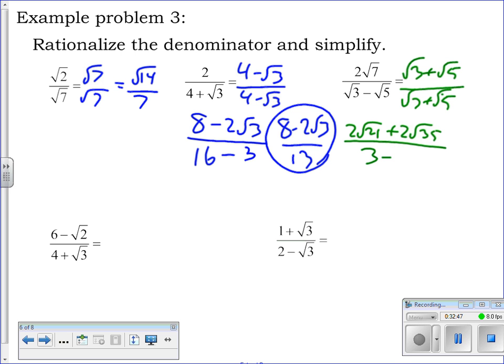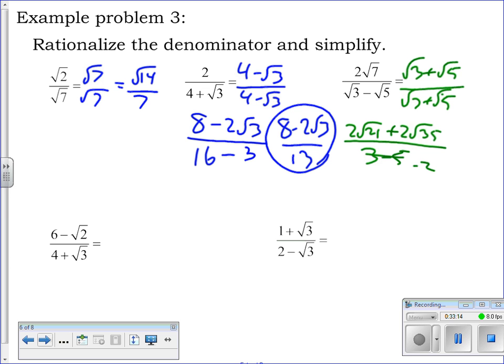Minus, I square the second term, and what do I get? I get 5. Square the square root of 5, I get 5. No more radicals in my denominator. That's what I wanted to do. Now I need to simplify. What's 3 minus 5? This becomes negative 2. Can I reduce my fraction?